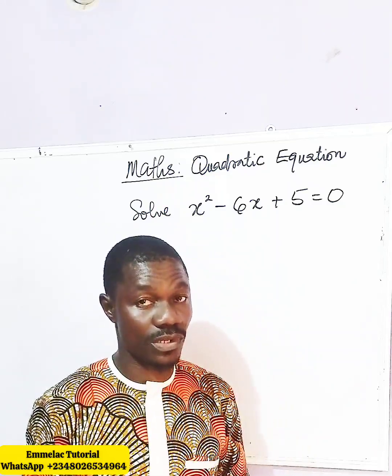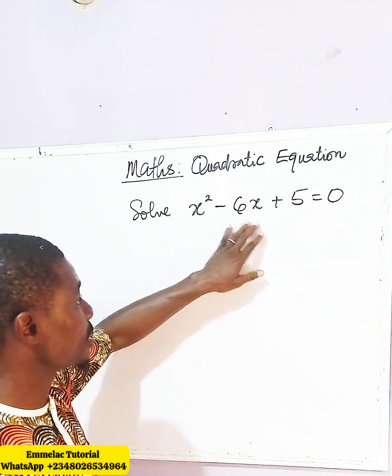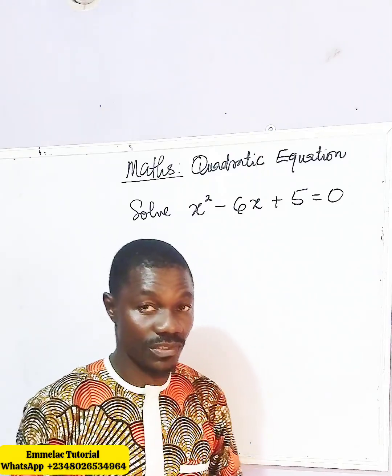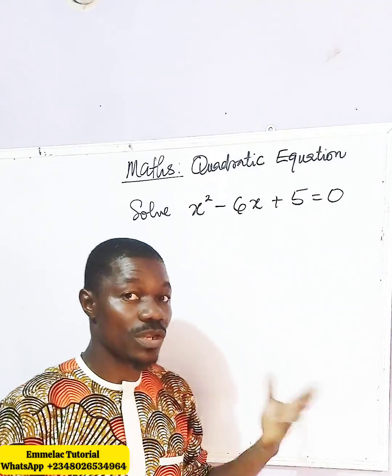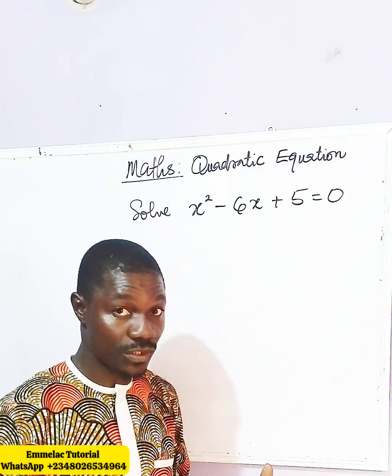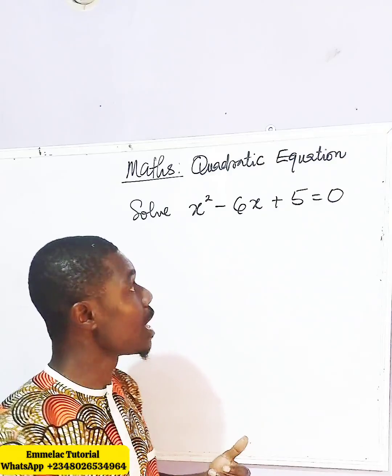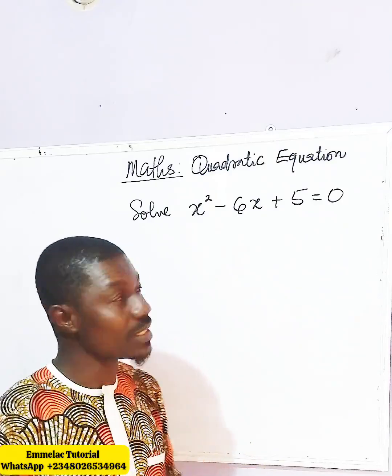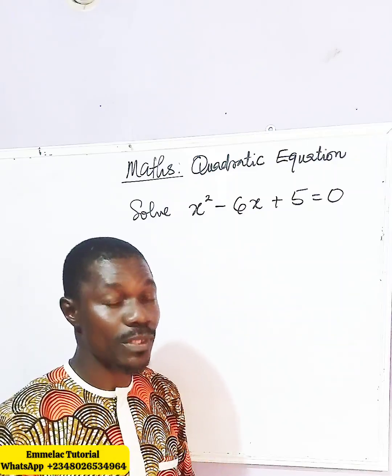Now before us is this quadratic equation, and it says we should solve x squared minus 6x plus 5 equals 0. Okay, looking at this, we can actually solve this using the factorization method. However, I won't be using the factorization method. I won't be using completing the square. Neither will I be using the formula or the quadratic formula method.